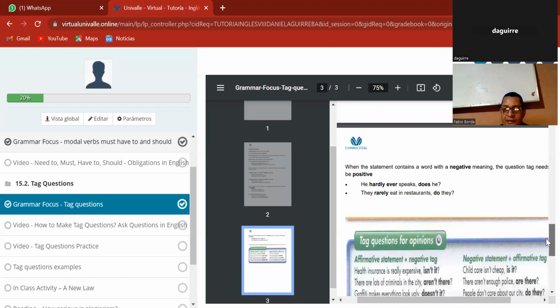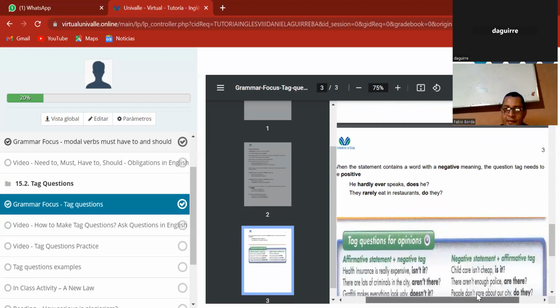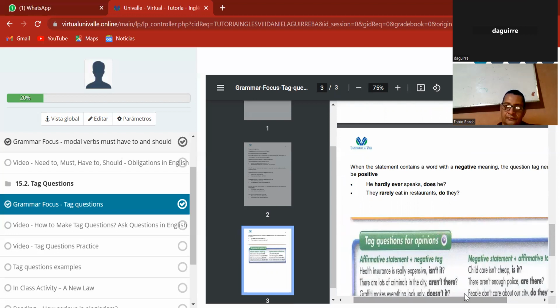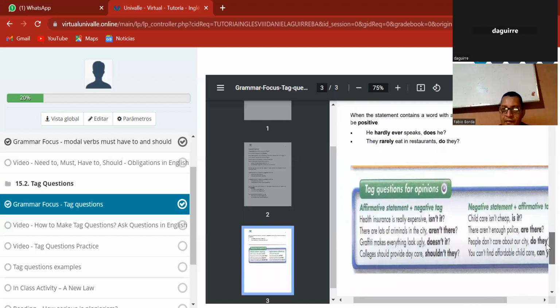Okay. When the statement contains a word with a negative meaning, the question tag needs to be positive. He hardly ever speaks, does he? They rarely eat in restaurants, do they? Now some questions from opinions, an affirmative statement plus a negative tag. Health insurance is really expensive, isn't it? There are lots of criminals in the city, aren't there? Graffiti makes everything look ugly, doesn't it? College should provide daycare, shouldn't they?